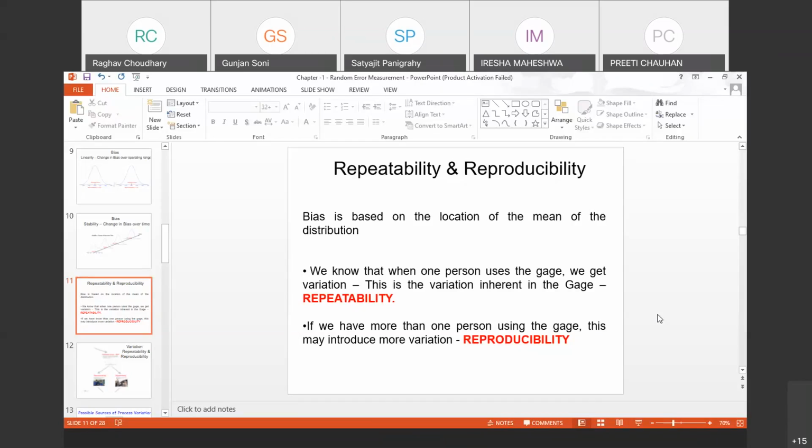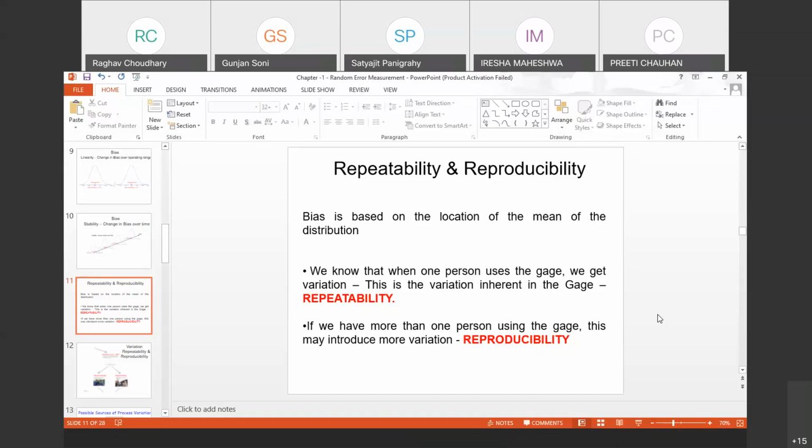So when one person uses the gauge, we get variation. This variation is inherent in the gauge. That is, we term this as repeatability. That means if one single person is using the same gauge, the same measurement device, again and again, the variation which comes over here is termed as repeatability. Ideally, if only one person is using it and taking the same observation again and again, variation should not be there. If the variation is there, you may attribute it to the machine. So any error, or you can say the variation, which comes in the measurements because of the gauge or the measurement system is termed as repeatability.